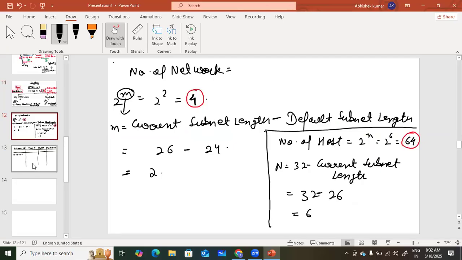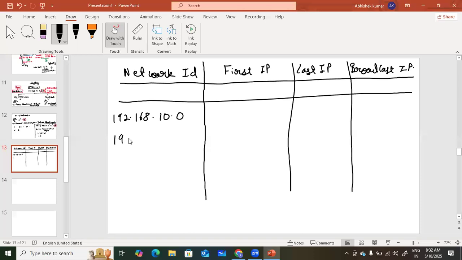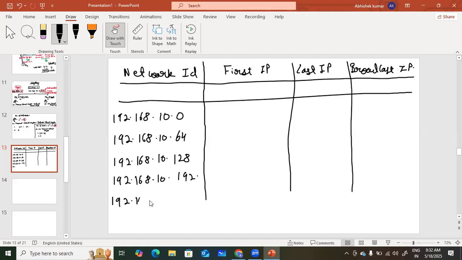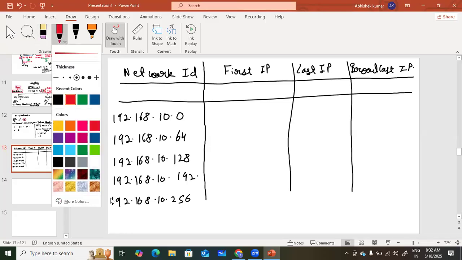Now add 64 to this. You will get 192.168.10.64, then 192.168.10.128, then 192.168.10.192. Now 192.168.10.256. Oops, can I write it like this? No, not the last one. Why? Because now try to understand.